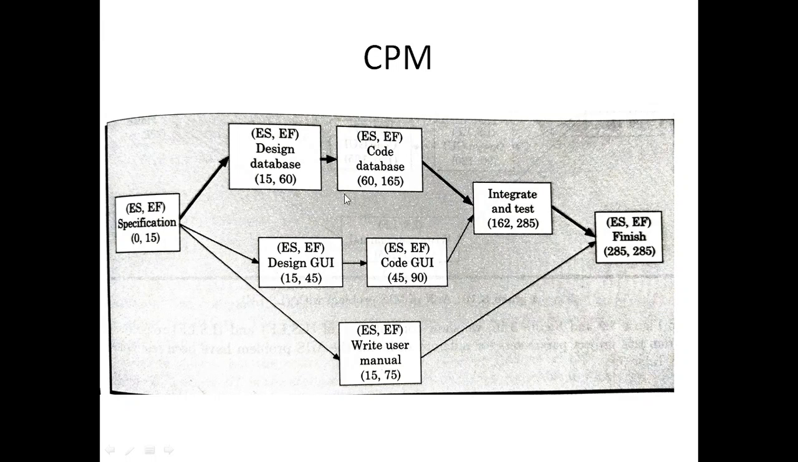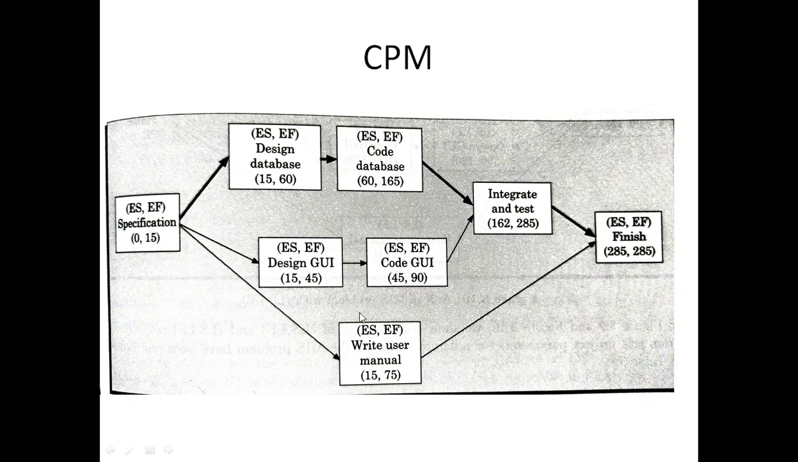And slack time means, as soon as this reaches 60, it will be early. ES represents earliest start and EF earliest finish. So if it started at 15 and it completes at 60, then the next task should begin at 60 itself. That is, we cannot delay this task. That is why it has zero slack time. This design database is also a critical task. If the previous task is completed in 15 days, then after 15 days itself we have to start the design database.